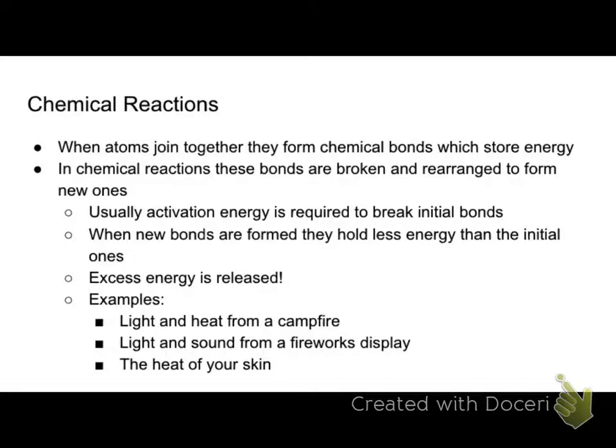Light and heat are both energy, so what you're feeling is the energy being released by burning those wood chunks, which is really breaking down the bonds in that wood and releasing that energy. Same thing for light and sound from a fireworks display, okay? Light and sound are both types of energy that are being released by that firework.